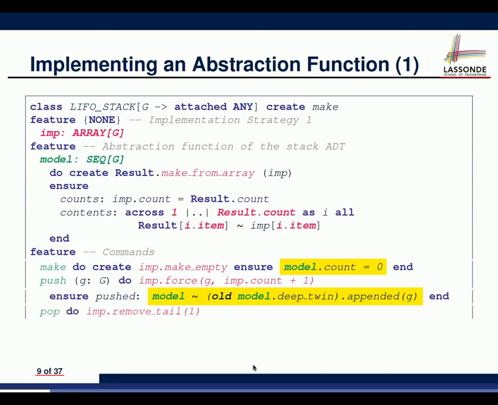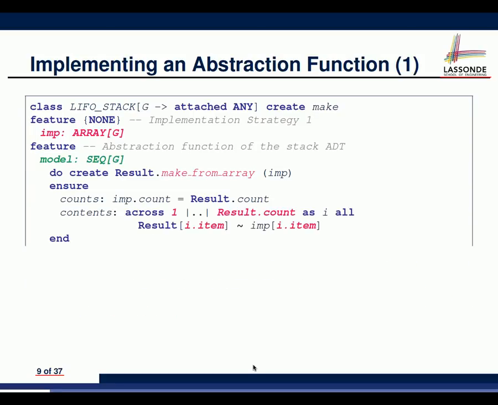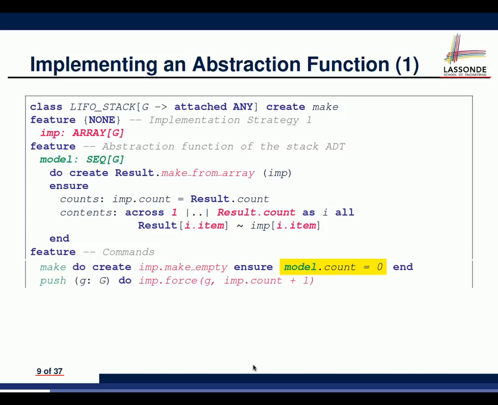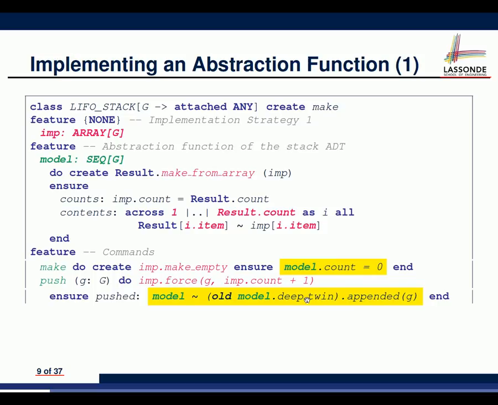One thing to notice, once we implement the model and the abstraction function, for all the strategies, if you compare the code over here, the way we write the postcondition is all in terms of the model. For the make, we simply say model.count is equal to 0. For the push, we simply say exactly what I just explained. Now notice this postcondition is the same for strategy number 1, strategy number 2, and strategy number 3, all the same. The only thing you have to change is the abstraction function implementation itself, which is here. That's the only place you have to change.